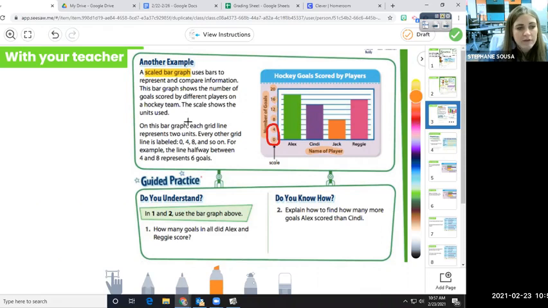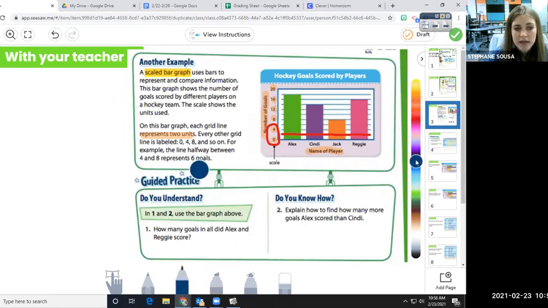On this bar graph, each grid line represents 2 units. Let's take a look at what that means. We just said we're counting by 4s, but look right here across, going halfway up. That's a grid line. What's half of 4? 2, because 2 plus 2 equals 4. Okay, so that's why that grid line in the middle represents 2. Every other grid line is labeled 0, 4, 8, and so on. For example, the line halfway between 4 and 8 represents 6.